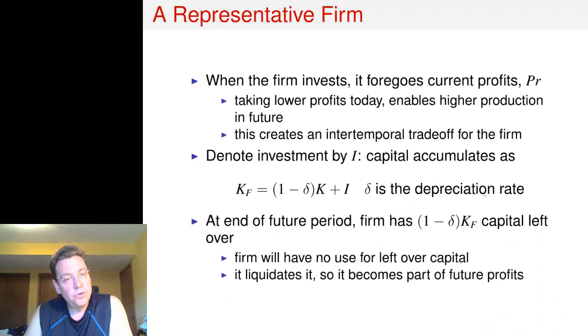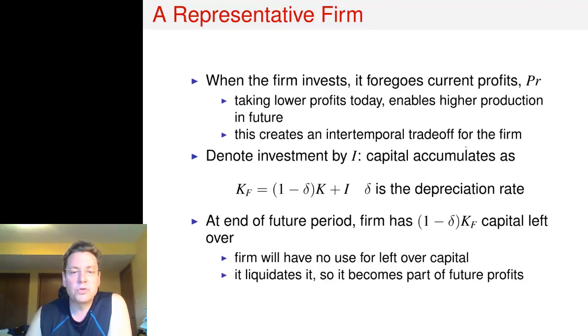The trade-off that the firm sees is that if it invests more today, then it foregoes profits today. And by taking fewer profits today, they can enhance their capital stock and be able to produce more in the future. This is the intertemporal trade-off that the firm faces.